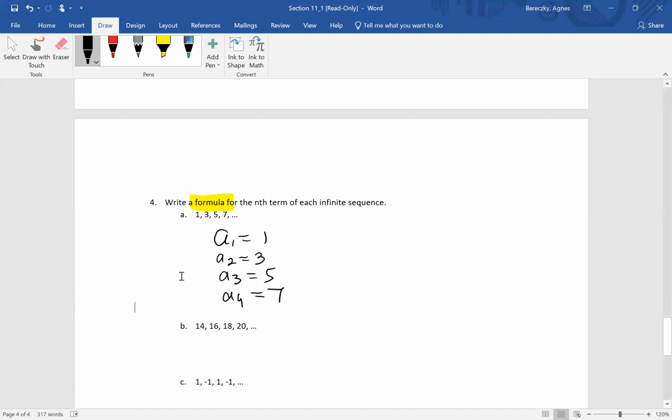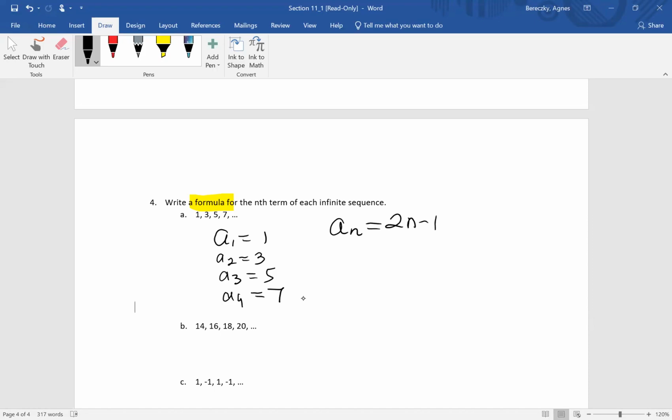So we have to look for some sort of a pattern. If A1 is 1, remember that N is your 1. It's kind of like a function. This would be your input, the 1, 2, 3, and the 1, 3, 5 is your output. So you want to check some sort of a relation between the 1 with the 1. We have a 2 with the 3, a 3 with the 5, a 4 with the 7. And it might take you a little while, but in this case, we can recognize a pattern: a_n equals 2 times n minus 1.